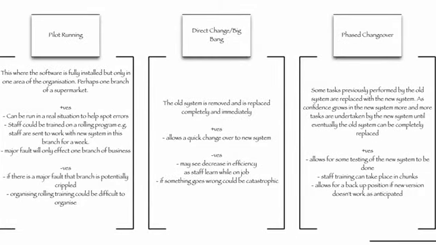The next one is called direct change, or big bang is what it's described as as well. The old system is removed and replaced completely and immediately. Everything is swapped over straight away. Direct change, big bang, boom, it's done. This allows a quick changeover to the new system. Problem is, you might see a decrease in efficiency. Staff have to learn while on the job, so we might see a loss of money initially. If something goes wrong, it could be catastrophic. The whole company could go down. It could be disastrous for the company.